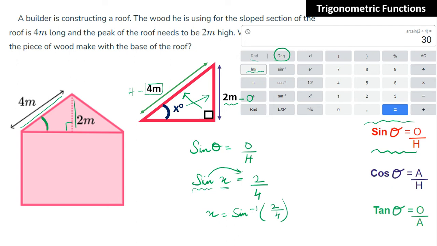Then you click on INV, that is the inverse. After you click INV, you can see you have sine minus 1, cos minus 1, tan minus 1. For this question, I'm going to be using sine minus 1. Once you write that, you have something like this: arc sine of 2 upon 4. The answer is 30, which means that x is equal to 30 degrees. I can replace this x with 30, or I can say that the angle that the wood is making with the base is 30 degrees.